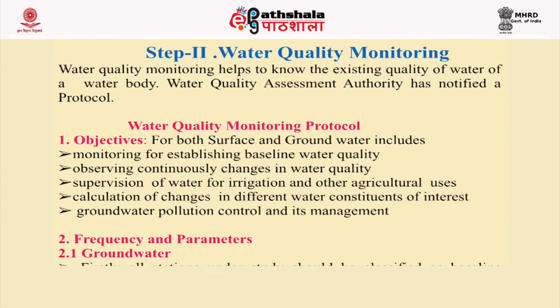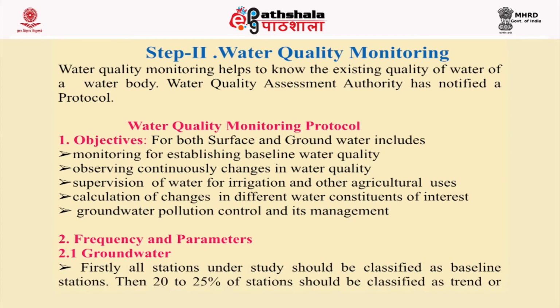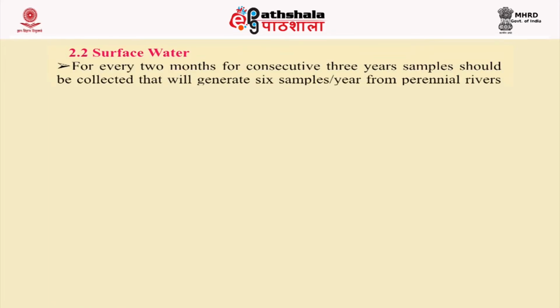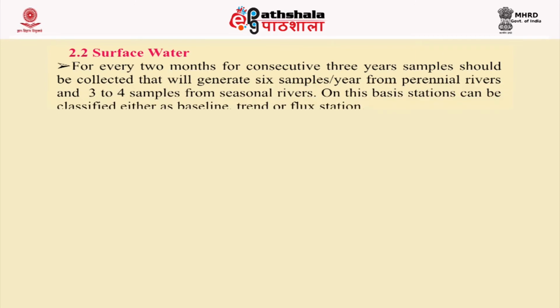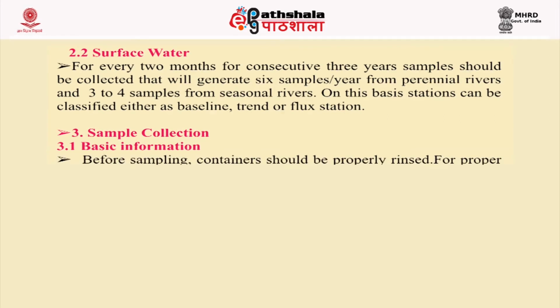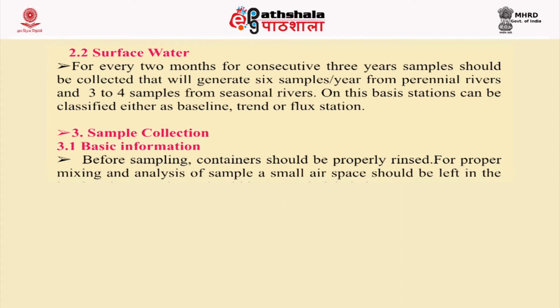The second step in the protocol is frequency and parameters. For groundwater, firstly, all stations under study should be classified as baseline stations. Then 20 to 25% of stations should be classified as trend or trend cum surveillance stations. Second, for surface water, every month for consecutive 3 years, samples should be collected that will generate 6 samples per year from perennial rivers and 3 to 4 samples from seasonal rivers. On this basis, stations can be classified either as baseline, trend or flux stations.